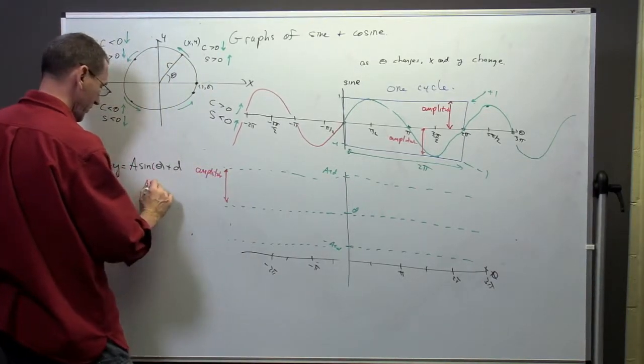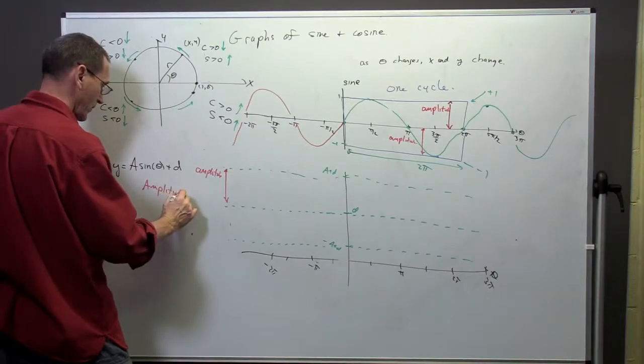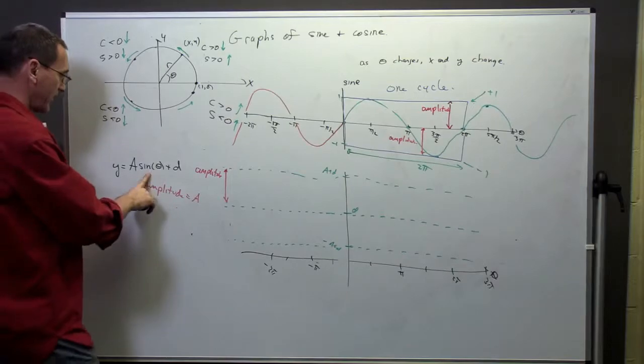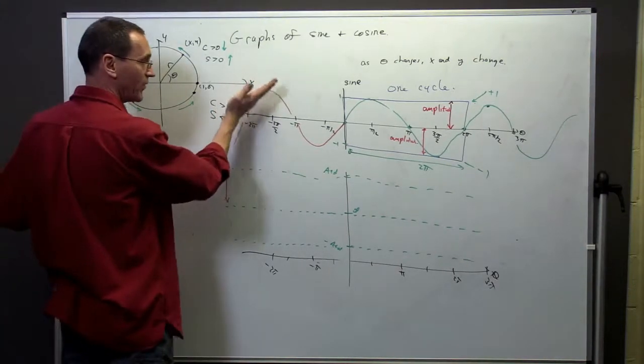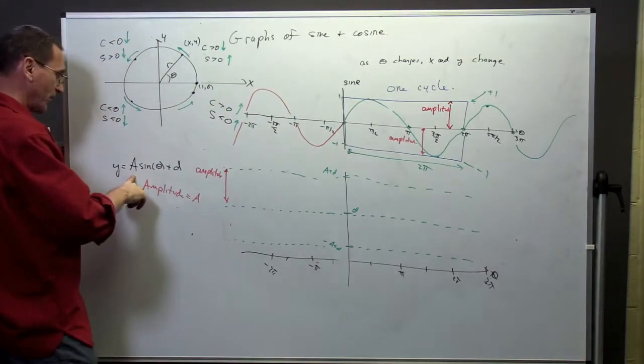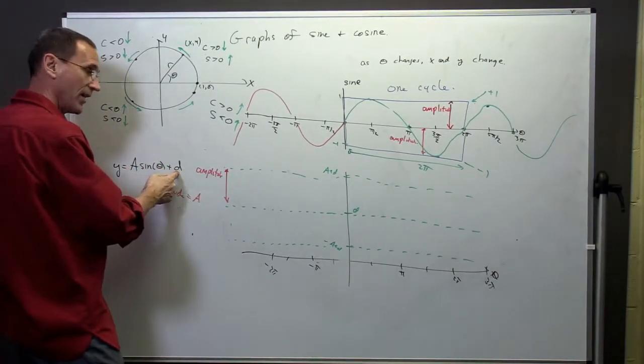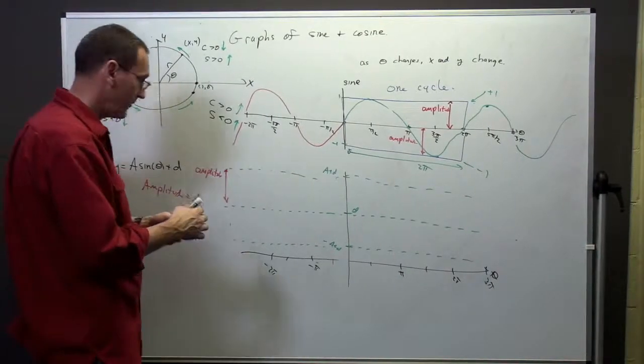So by definition, this thing I'm calling the amplitude is just equal to a, right? Because sine goes between plus or minus 1. This is going to go between plus or minus a, as sine goes between plus or minus 1, and then I'm going to have to shift everything up by d.